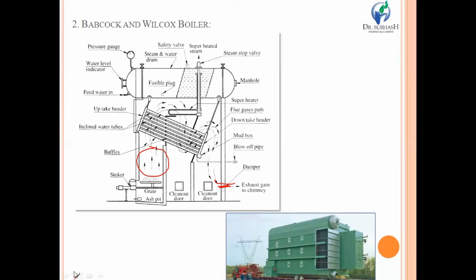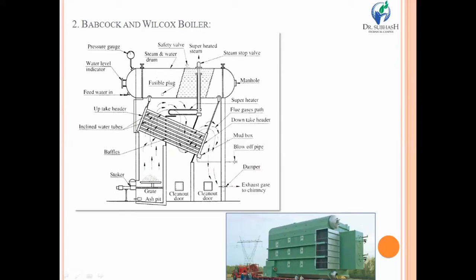But suppose in some situation you open the damper partially. Then only a small amount of gas will go through this damper and pass into the chimney. So the basic function of the damper is to control or regulate the amount of gas flow inside the boiler shell.